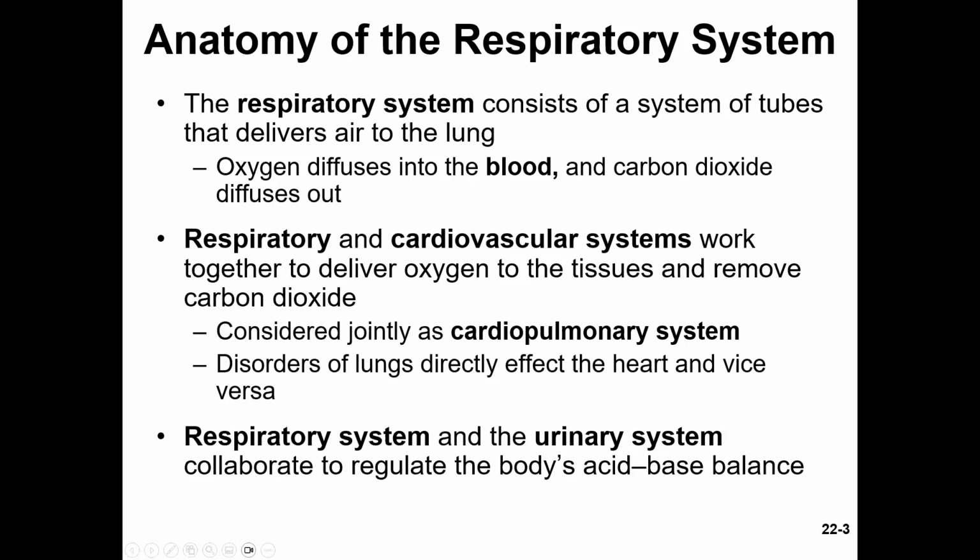Now, the respiratory system and even the urinary system kind of work together. One of the main mechanisms for us to have a slightly basic pH of blood is to take carbon dioxide that we produce by aerobic respiration, and mix it with water that we produce by aerobic respiration.